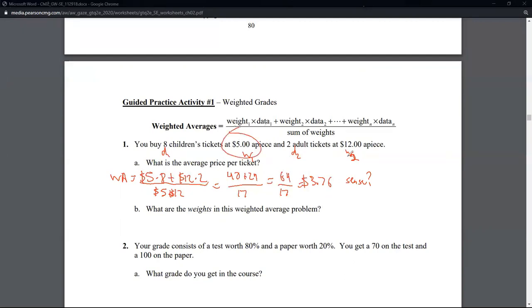Some of the tickets cost $5 and some of the tickets cost $12. In no world does this make sense. How is the average cheaper than the cheapest ticket you bought? That tells us, if you didn't goof the math, which we didn't, that you goofed up what you assigned as data and weights. We flip-flopped them. So let's clear our screen and do it right now.